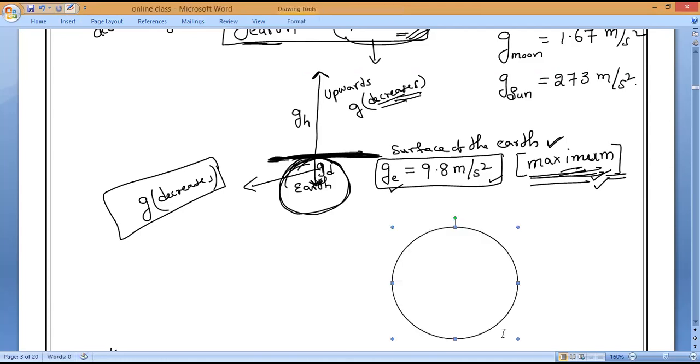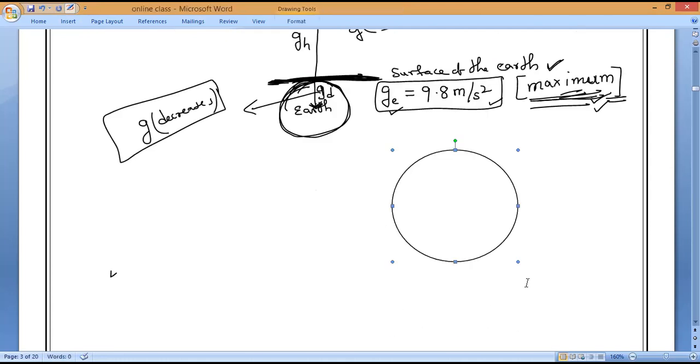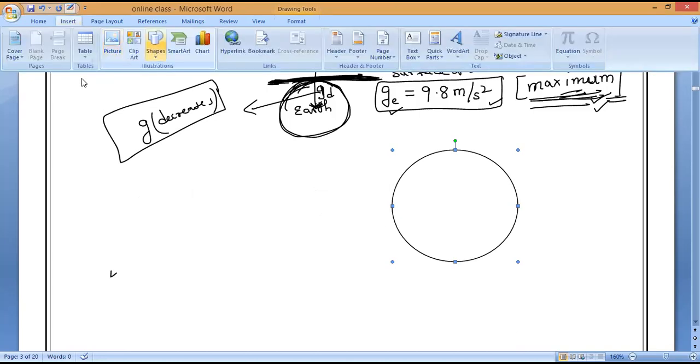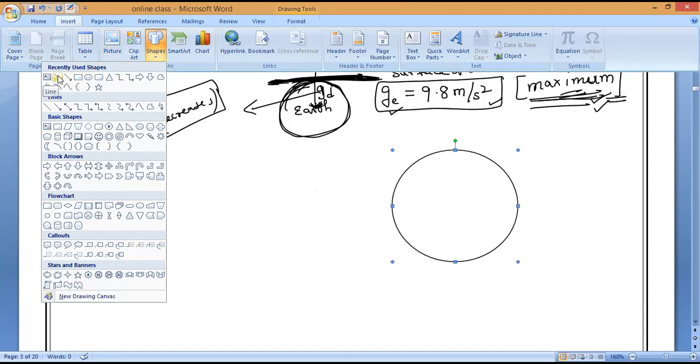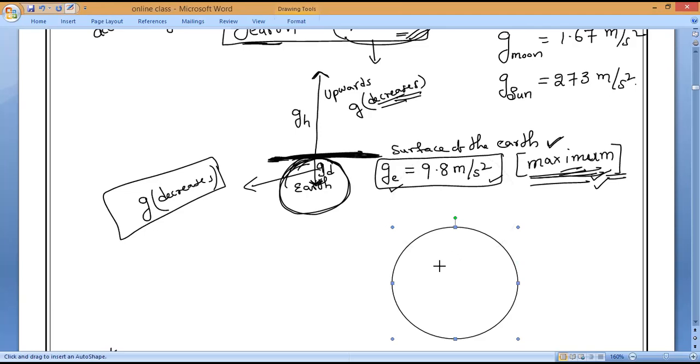Before this concept, what did you study? The g value is not the same throughout the earth. At the poles, it is maximum. At the equator, is it minimum or maximum? Minimum, sir. Minimum. Understand? Now, what you are going to study is that at the surface, it has the maximum g value.